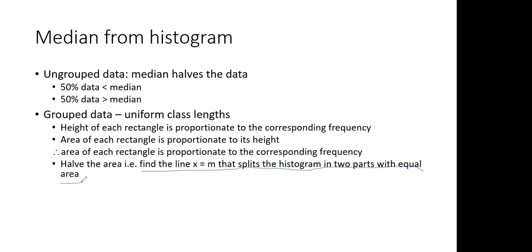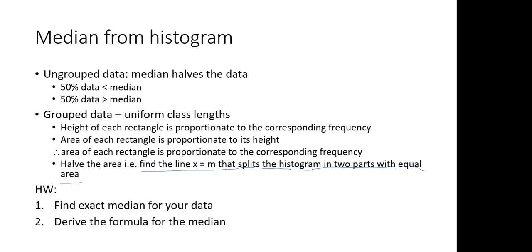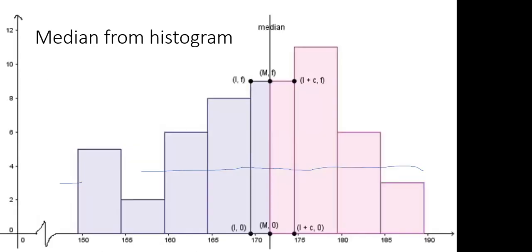Now here is your homework. Using this notion, you have your own histograms. Use that to figure out which vertical line halves that histogram so that the two parts on the left and on the right have exactly equal area, okay? Once you do it for your histogram, your data, then you try to generalize and derive the formula of the median. Give it a shot. If you can't, then I'll definitely help you out. I'm guessing some of you will be able to do it. So visually, this is what it looks like.